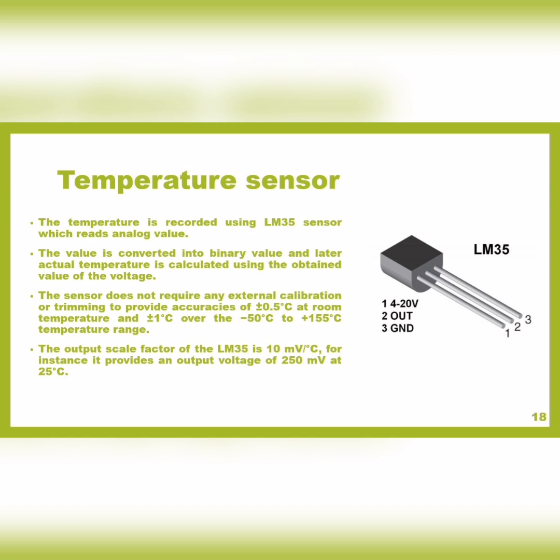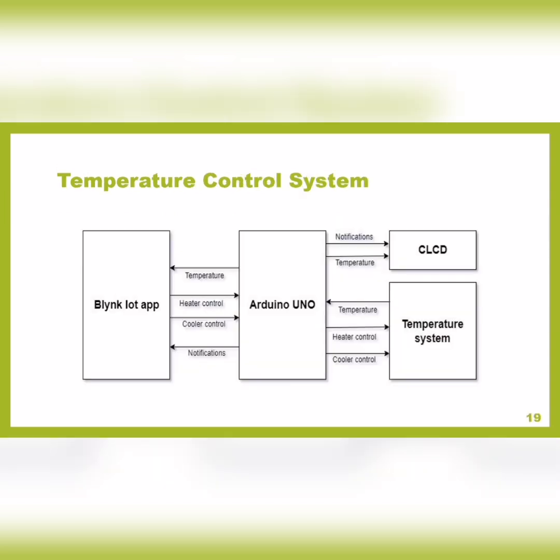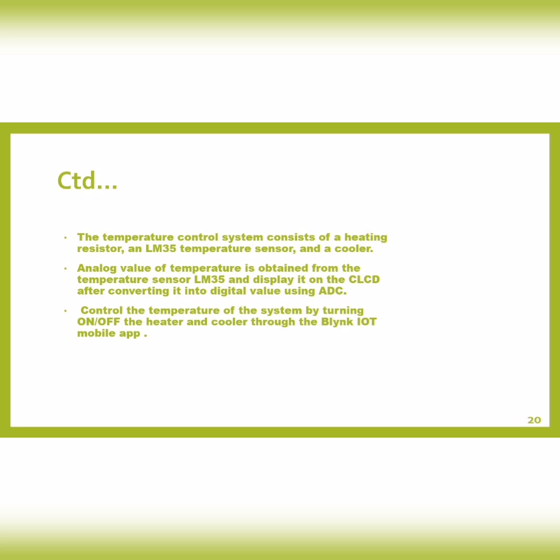Next, let us discuss the temperature control system. The figure represents the functioning of the temperature control system. It consists of a heating resistor, an LM35 temperature sensor, and a cooler. The analog value of temperature is obtained from the LM35 and displayed on the CLCD after converting it into a digital value using the ADC. It controls the temperature of the system by turning the heater and cooler on or off through the Blynk IoT mobile application.